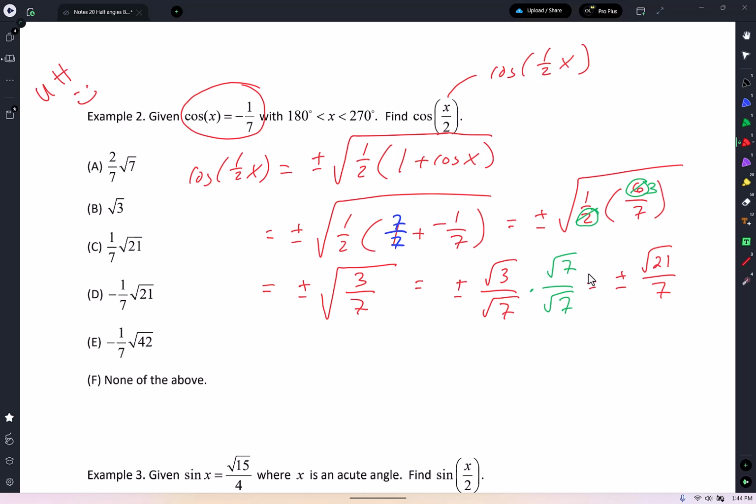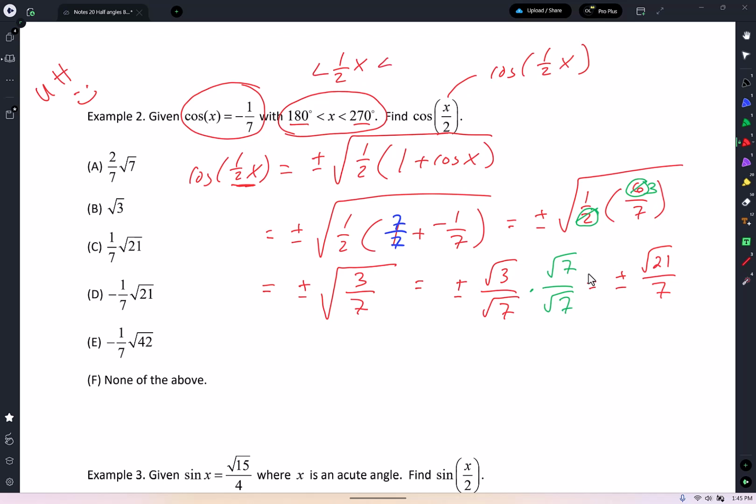Now be careful. Some of you guys are going to look at the angle x is between 180 and 270, and you're like, oh, that's cosine, so it's negative. Well, you got lucky, because between 180 and 270, cosine is negative, but I'm not doing between 180 and 270. This is cosine of half x. So you need half of that.